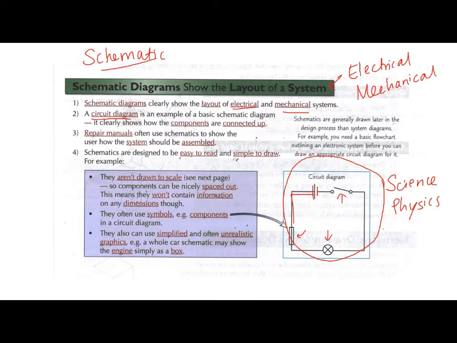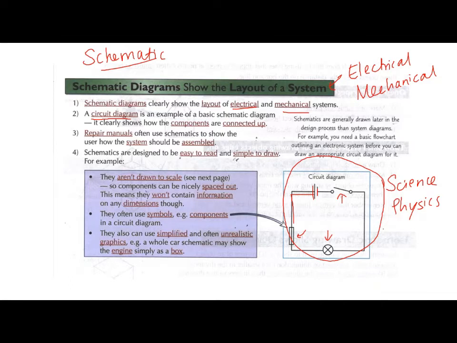They are usually drawn later in the design process than the system diagram. So the system diagrams that we just spoke about would say something like: the input, the switch is pressed; the process, electricity travels through the wire; and then the output is the bulb lights up and emits light. So that might be the simple system, but this shows it in more detail with the actual components.